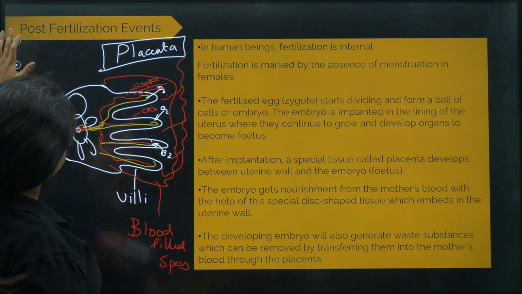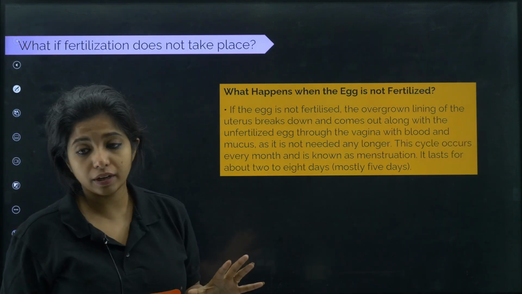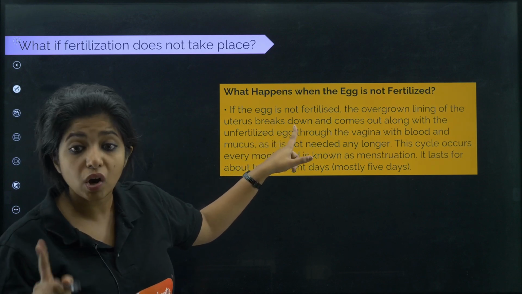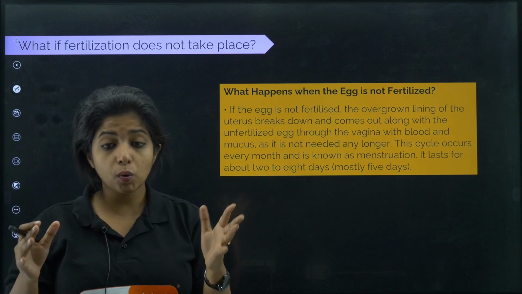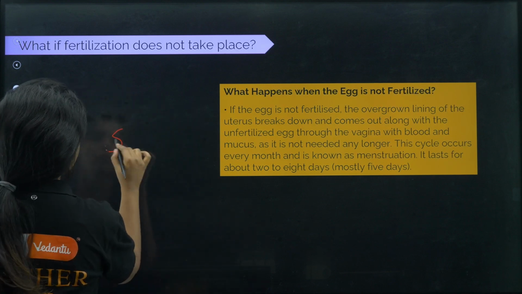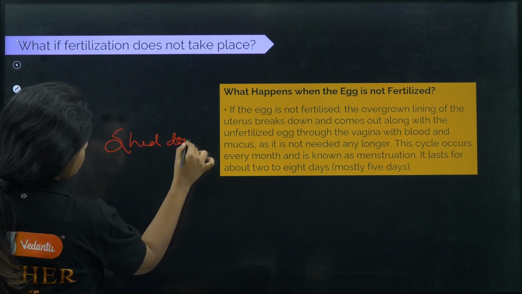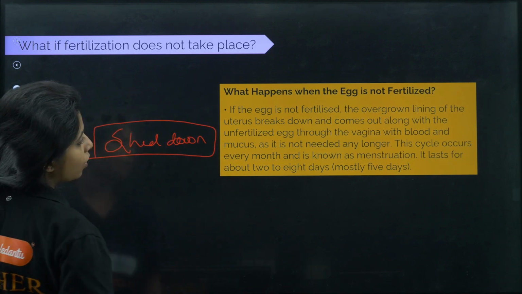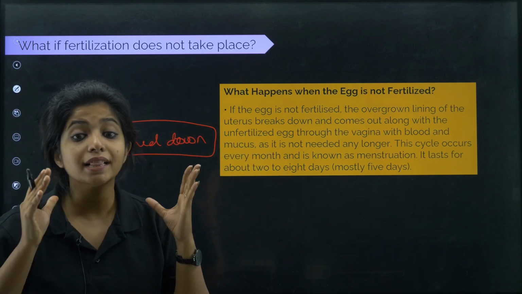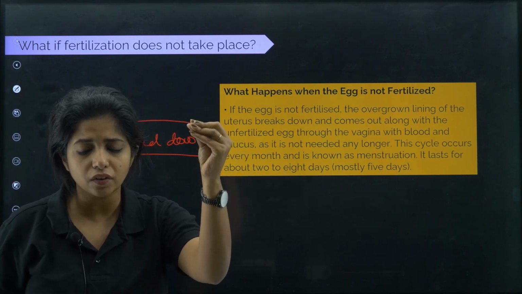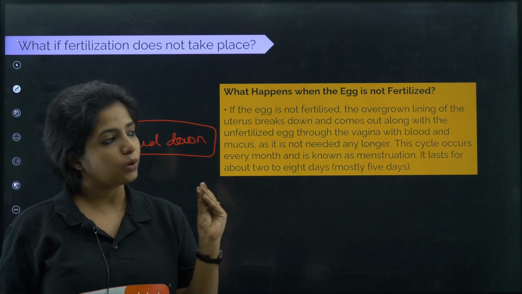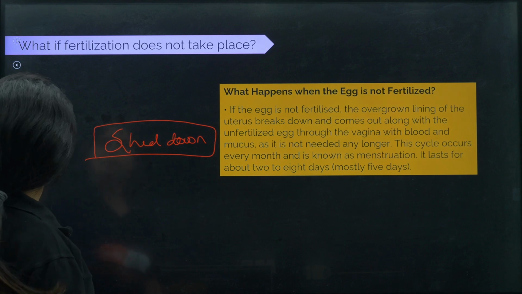Cool. Chalo. Next thing, what happens when the egg is not fertilized? The overgrown lining of the uterus, please know how to write this answer. Overgrown lining of the uterus, it is going to shed down. Remember, use this word. The endometrium is going to shed down in the lack of fertilization, along with what? Blood, mucus and the unfertilized egg. The egg which is not fertilized, it also goes off. This is known as menstruation. It lasts for about 2 to 8 days or mostly 5 days. Okay.